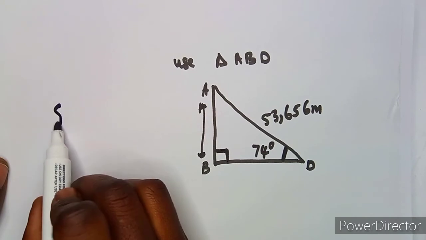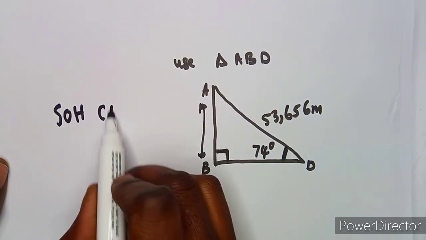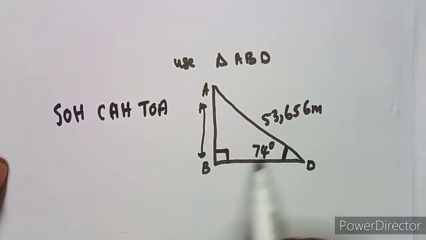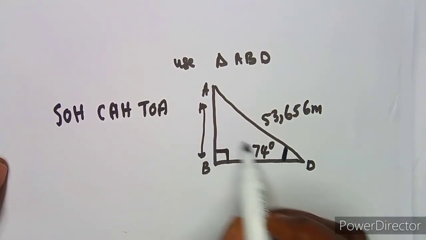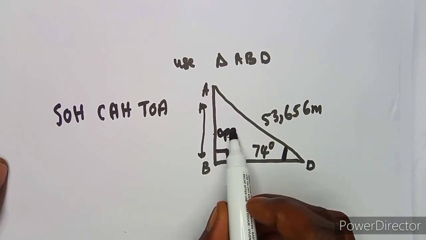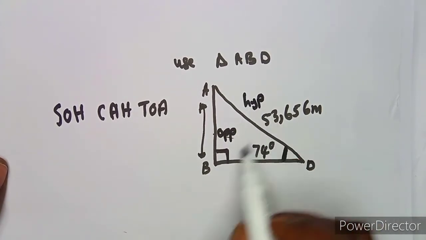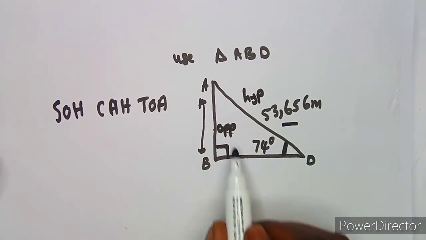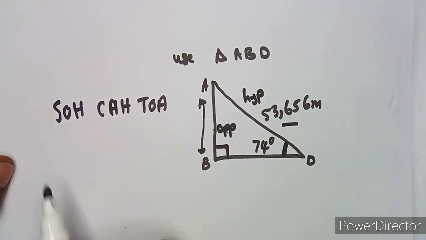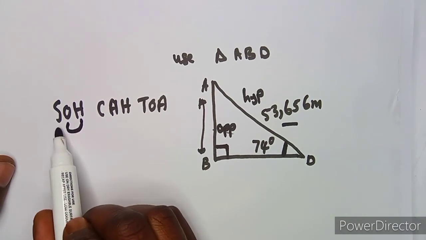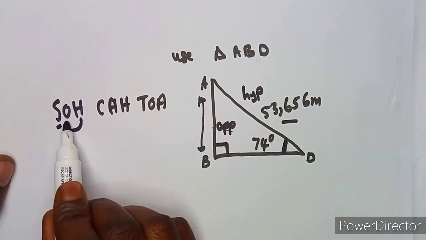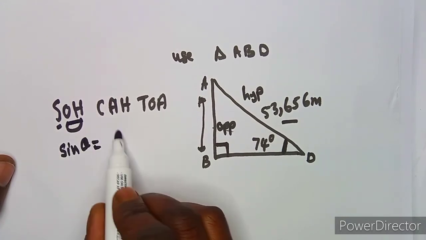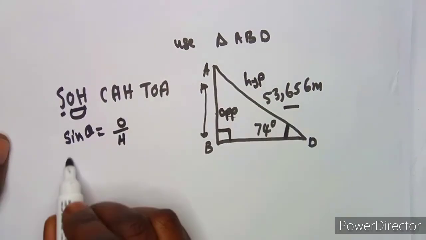Remember your SOH CAH TOA, guys. According to this 74 degrees, this is your opposite, and this is your hypotenuse. According to 90 degrees, this is your hypotenuse. So which ratio uses opposite and hypotenuse at the same time? It's only one ratio, and this is the ratio for sine, which states that sine theta is opposite over hypotenuse.